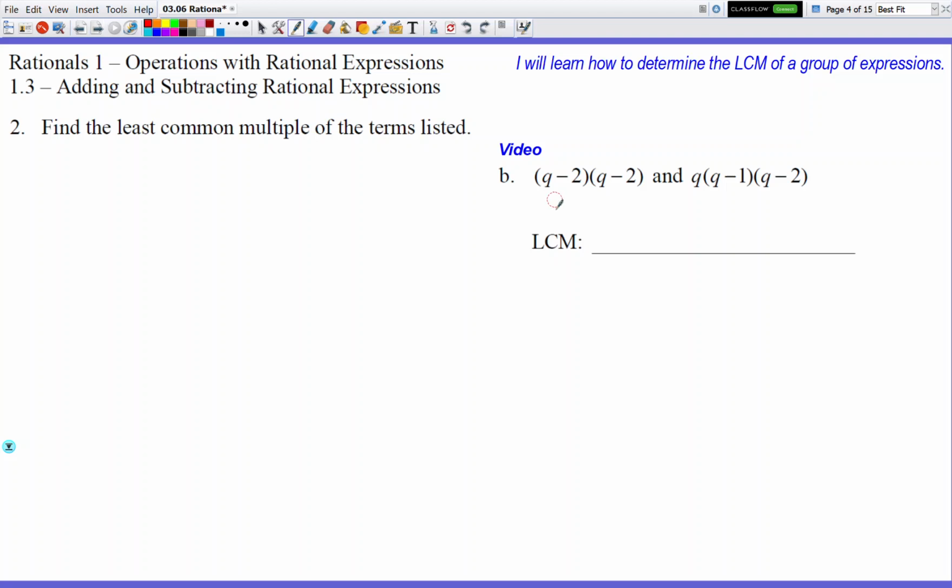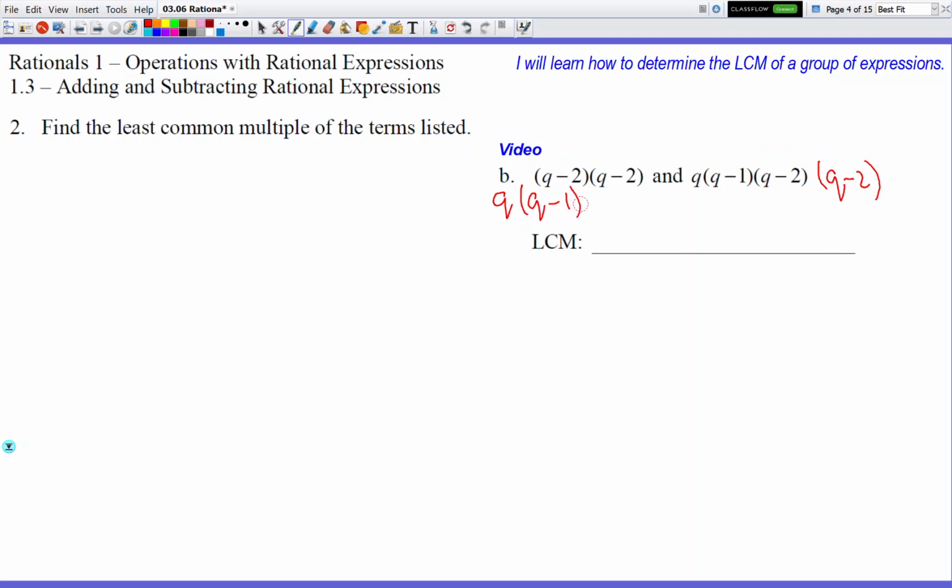Does everybody have a q minus 2, both sides? Yep, the left side has a q minus 2, the right side has a q minus 2. Does everybody have a second q minus 2? Well, the left side does, but does the right side? Unfortunately not. The right side does not have an extra q minus 2, so we're going to give the right side an extra q minus 2. Now let's move on to the right side. Does everybody have a regular plain old q? No. The left side doesn't have that, so let's give them a q. And then the right side has a q minus 1. Does the left side have a q minus 1? No, so let's put a q minus 1 on the left side.